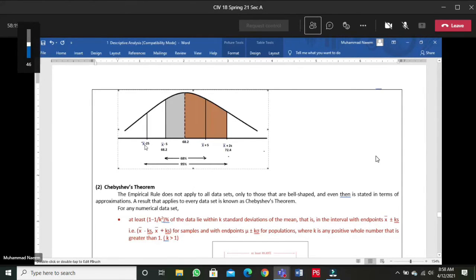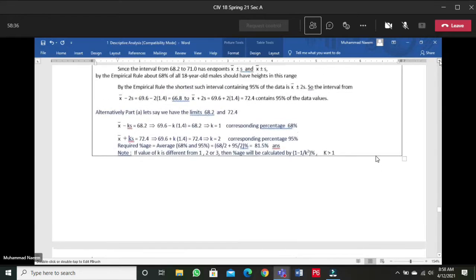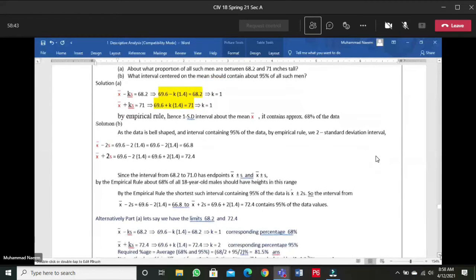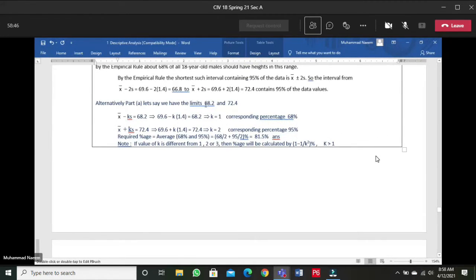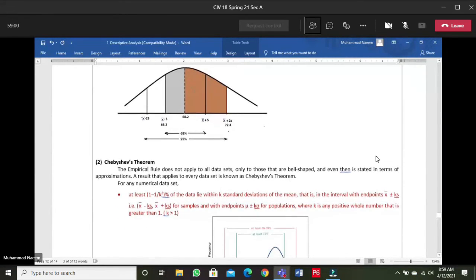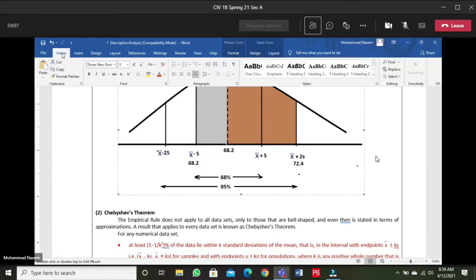If we calculate x bar minus 2s and x bar plus s, none of the two is any limit given in our problem. We are given these two limits to calculate the percentage of the data. Okay, check this. Let me check.